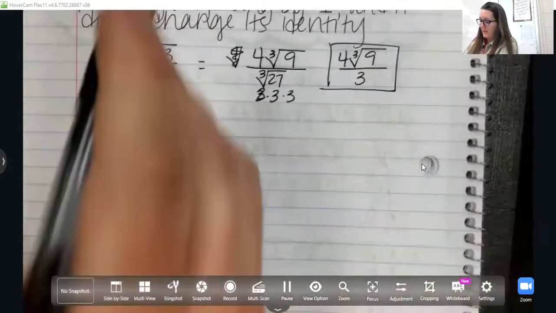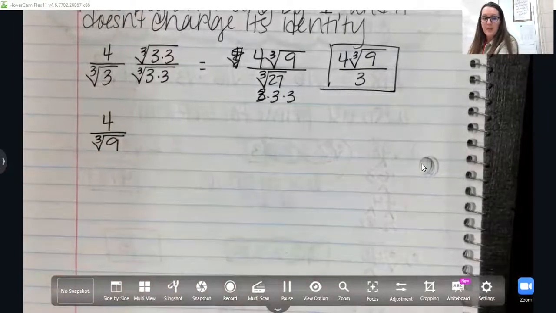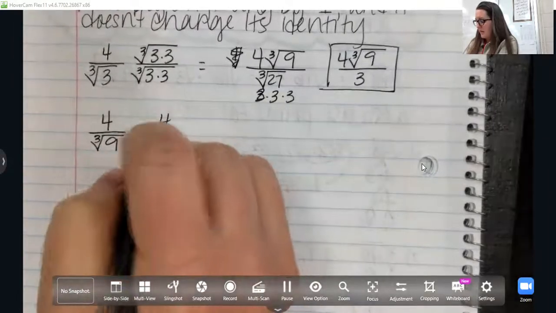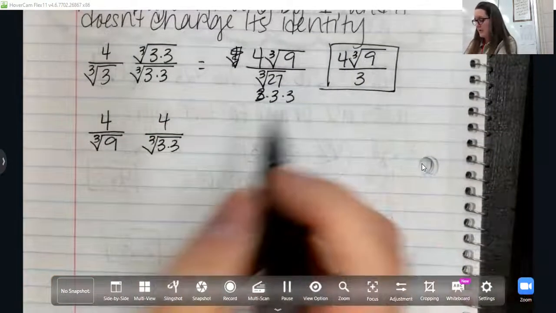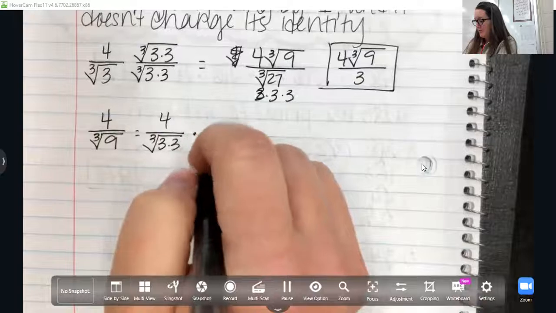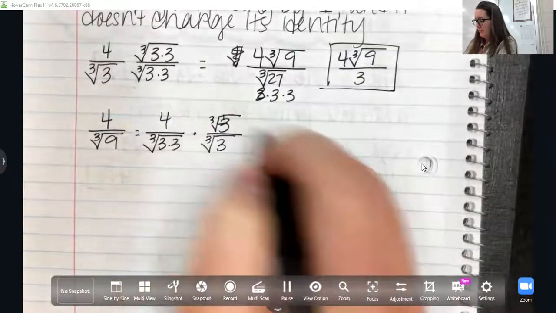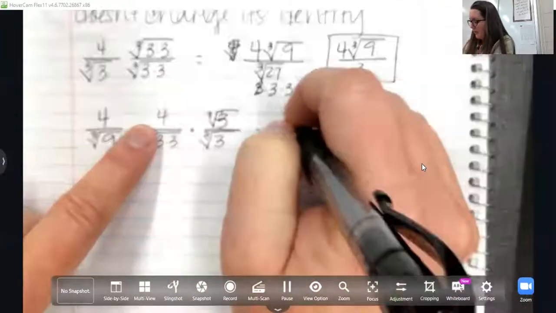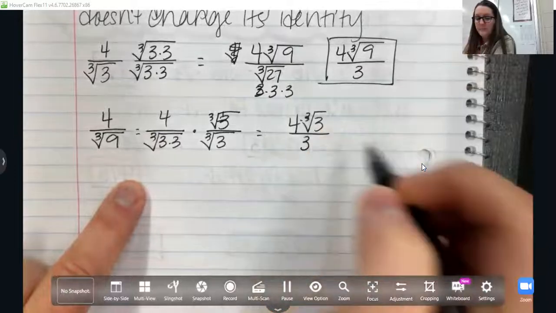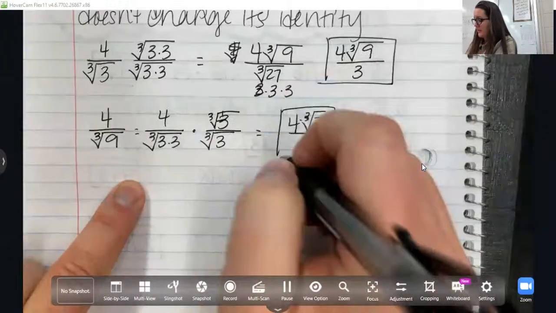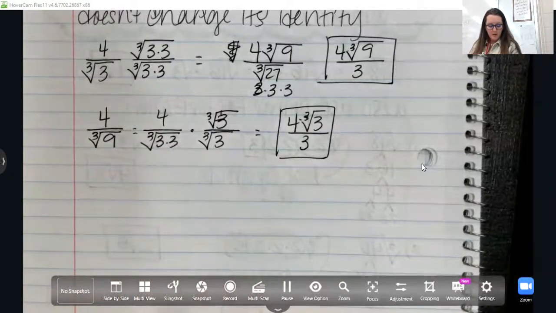So let's try it with a 9 in the bottom. So if we have 4 divided by the cubed root of 9, notice that 9 is the same as 3 times 3, right? So how many more 3's do I need? I only need one more 3. So we're going to multiply it by the cubed root of 3, oops, divided by the cubed root of 3. So on the top, we have 4 times the cubed root of 3 divided by 3. So that's a little bit different because I already started out with 2 3's and I just needed one more to make it rational. Okay.